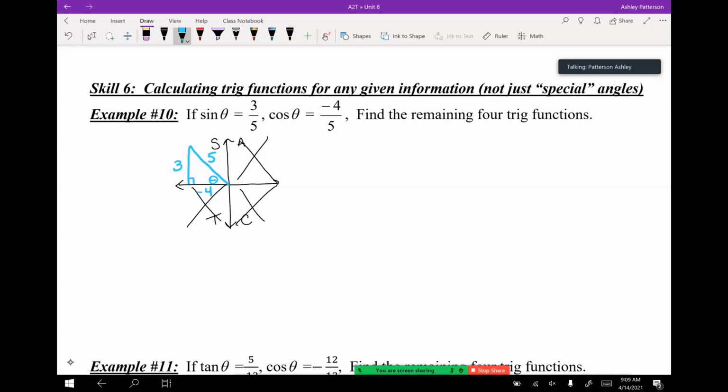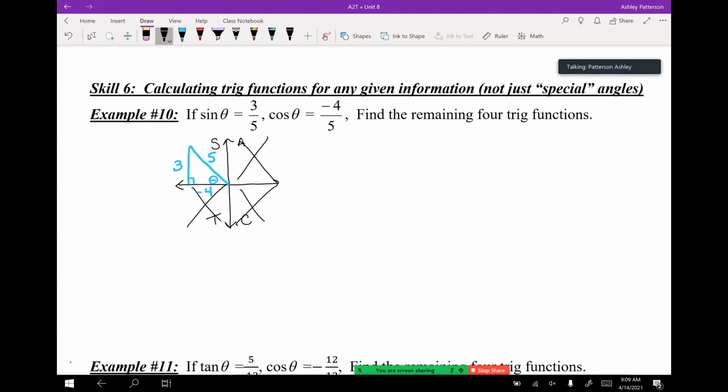Now we have to stop and think for a second. Does this make sense in the second quadrant? Should our adjacent leg be negative? Should the opposite be positive? Colin's nodding yes. Yeah, absolutely it should. It's just a nice little self-check to make sure that you drew the triangle in the correct location.